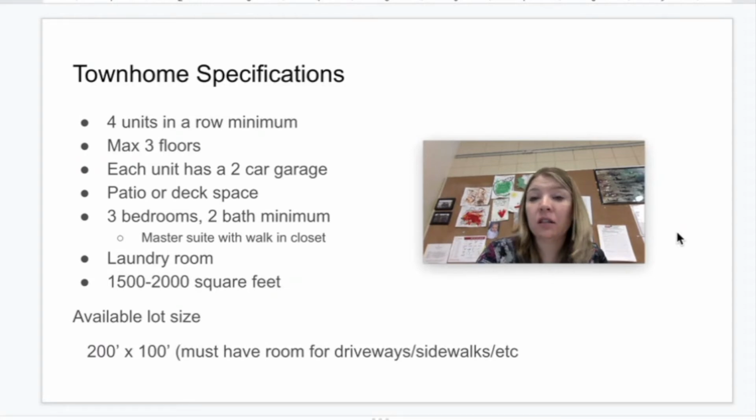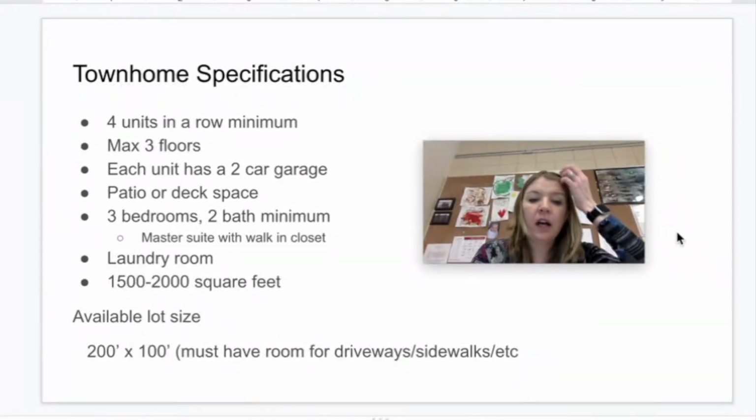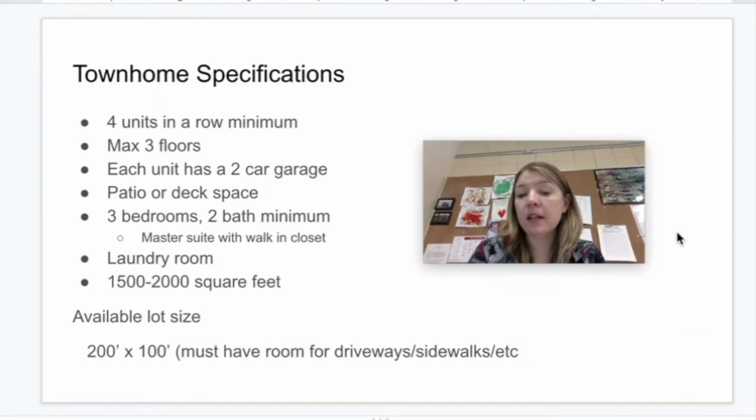Each unit has to have a 2-car garage, some sort of patio or deck space available, so like grilling or small outdoor seating. It's not going to be very big, but a small little area. All the units should be at least 3 bedrooms, 2 bath minimum. Then there should be a master suite or owner suite with a walk-in closet. If it can't have its own bathroom, that's okay. If you can't figure out how to get the 2 baths in there, or if you want to have its own third bath, that's fine.